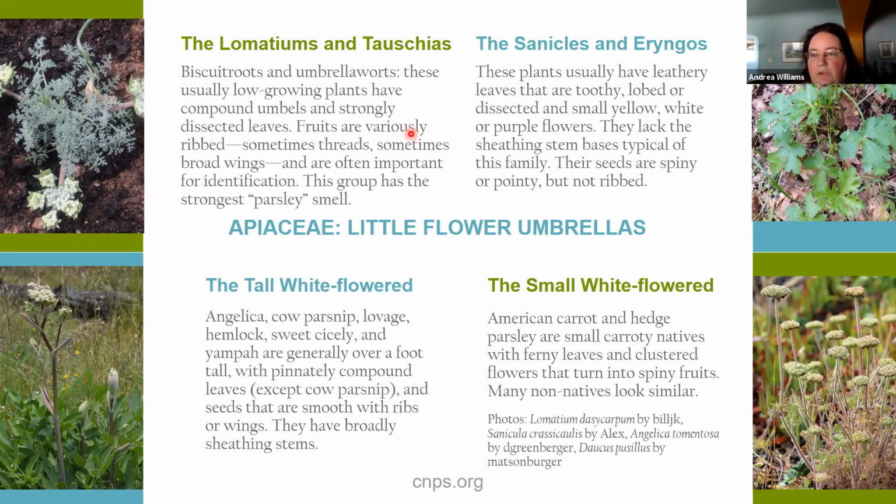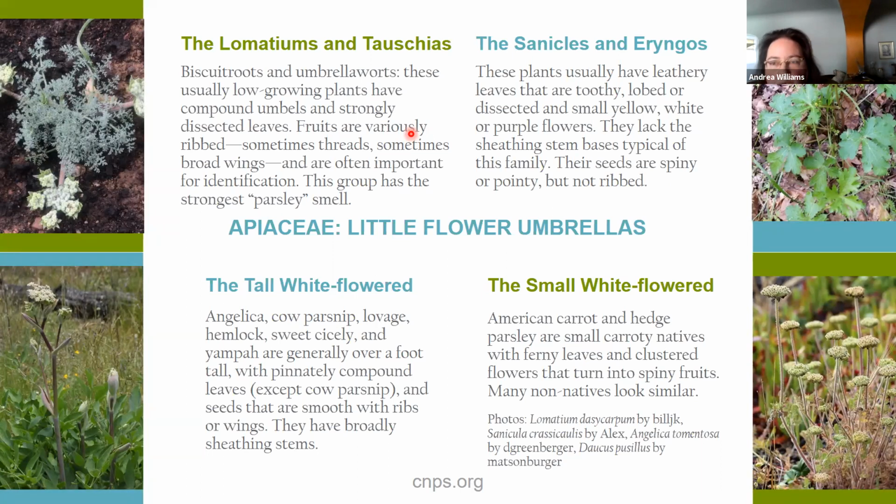Lomatiums and Tauschias. So we're usually pretty familiar with this, it's also the parsley family. So parsley, fennel, dill, celery, parsnips. A lot of them are really well represented. If you think about caraway and fennel seeds, you'll know a lot about the shape of a lot of the seeds of this family as well. So biscuit roots and umbrella worts, they're usually low growing, but not always. Compound leaves, or compound umbels and compound leaves, strongly dissected. Fruits are ribbed. Sometimes they're threads, sometimes they're in broad wings.